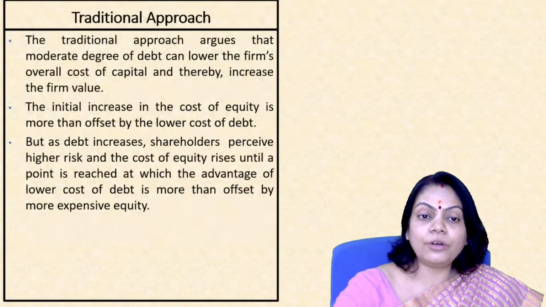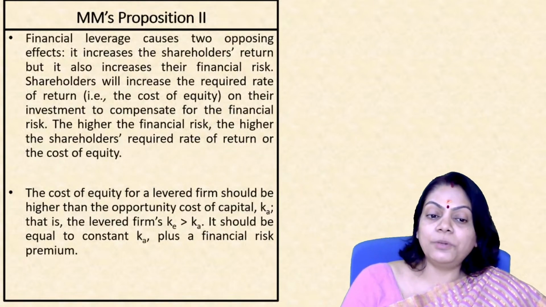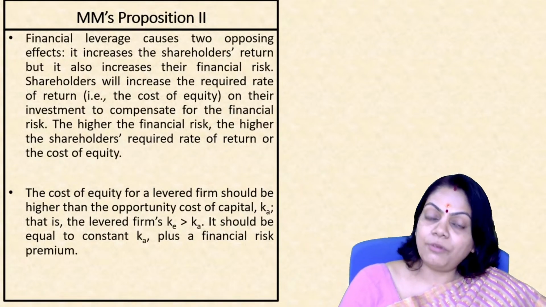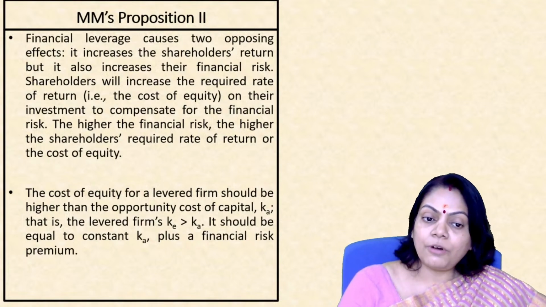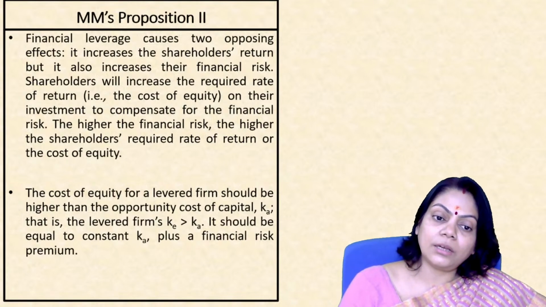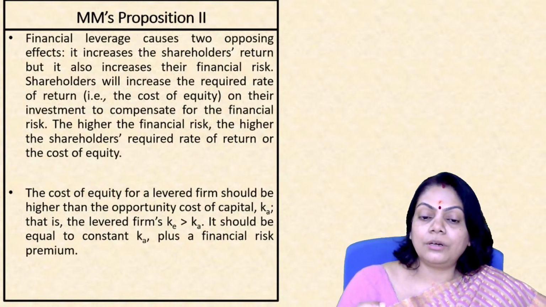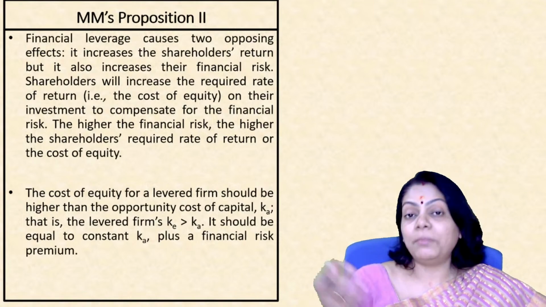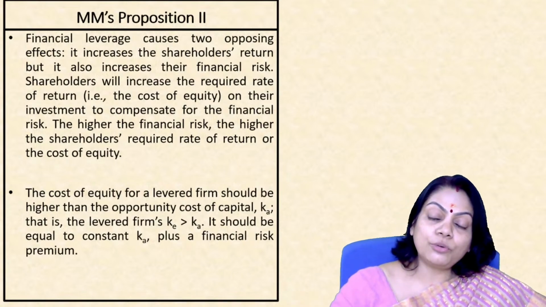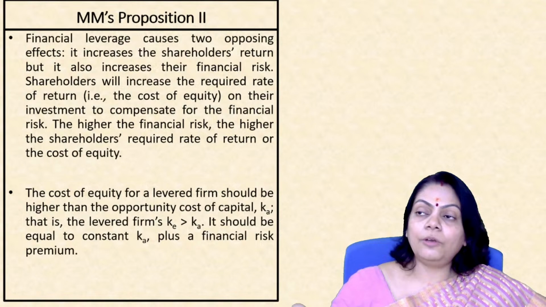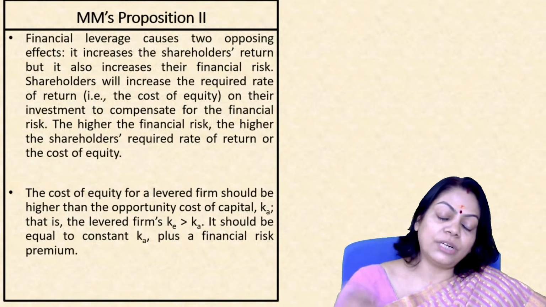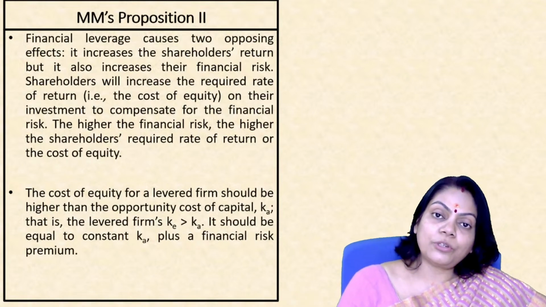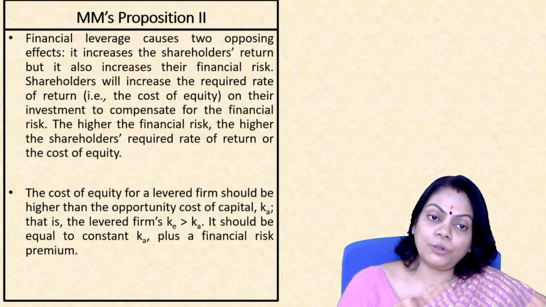Because of this behavior, the cost of equity for a levered firm will be higher than the opportunity cost of capital, because the risk of the investment you had made initially has gone up. What is opportunity cost? If you invest in another avenue, what should be your level of return? That is the opportunity cost. So here, the cost of equity will be more than the opportunity cost of capital.